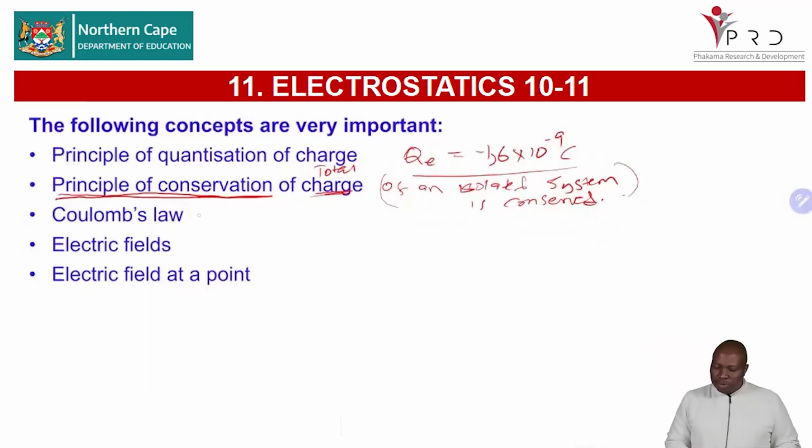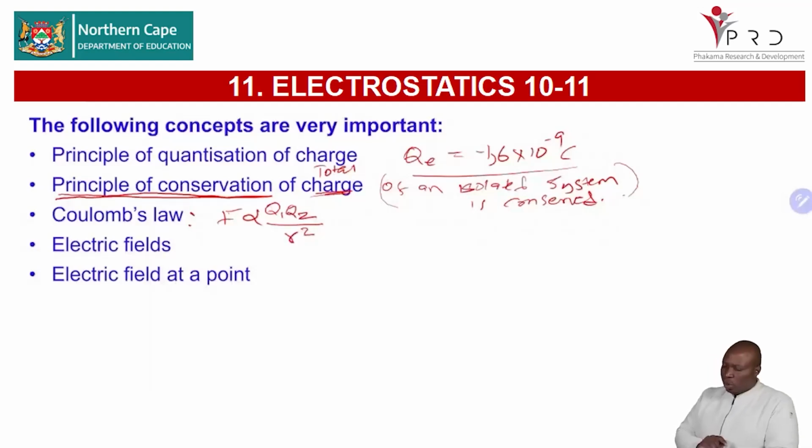And then we are saying Coulomb's law. We said the magnitude of the electrostatic force exerted by a charge Q1 on another charge Q2 is directly proportional to the magnitude of the product of the charges and inversely proportional to the square of the distance between them. So you are happy there. You must just flow and do as much as you can.